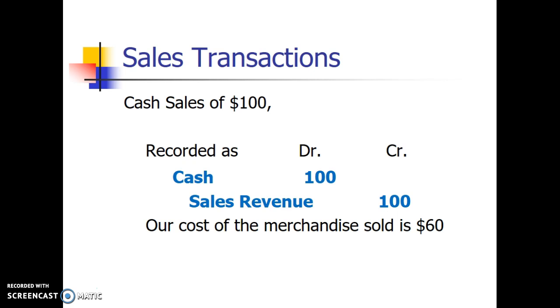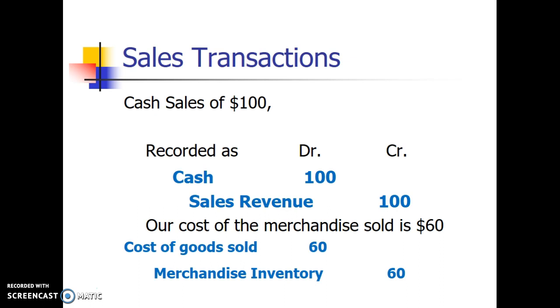So since our merchandise that we sold to the customer for 100, we had paid 60 for it when we bought it, right? We buy it at one price, we sell it at a higher price. So our second entry, we're going to debit the cost of goods sold account and credit the merchandise inventory account.